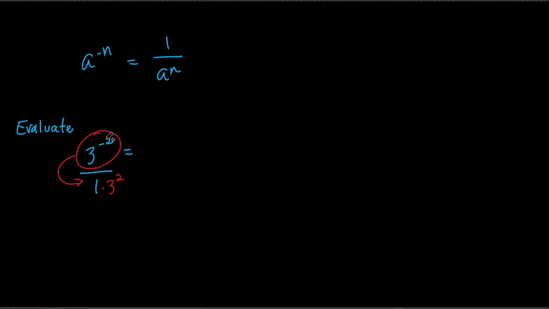Okay? What's left on top? If I took this thing right here and flipped it to the bottom, what's left on top? Just nothing? A 1. That's right, because 1 is always being multiplied by something, isn't it? Okay, so 1 times that.